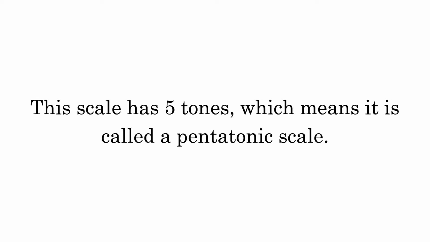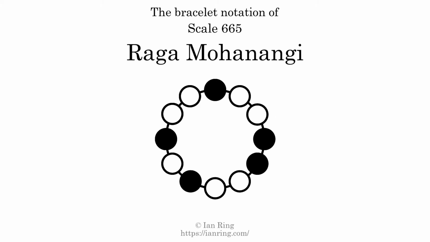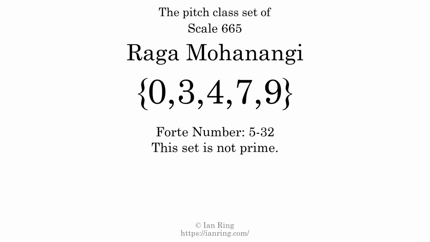This scale has 5 tones, which means it is called a pentatonic scale. This is a bracelet notation diagram of scale 665. The shaded circles represent tones that appear in the scale, and they are read clockwise, starting at the top. The pitch class set for this scale is 0, 3, 4, 7, 9. The Fort class is 532. This set is not prime.